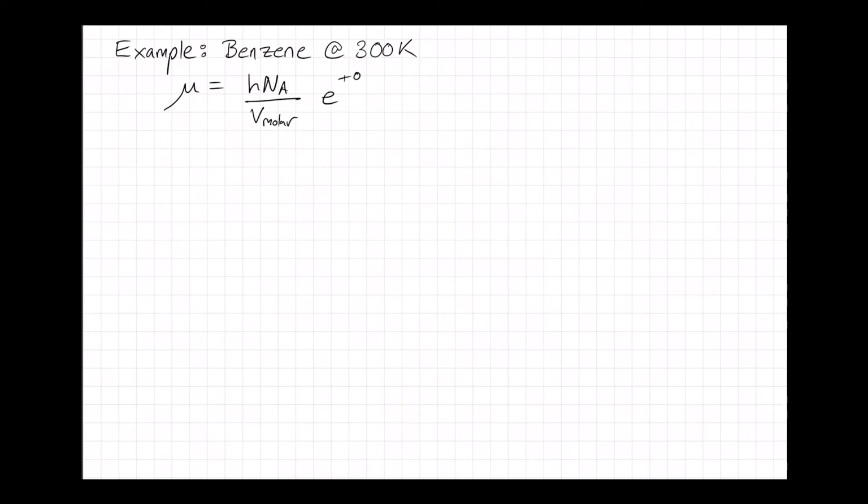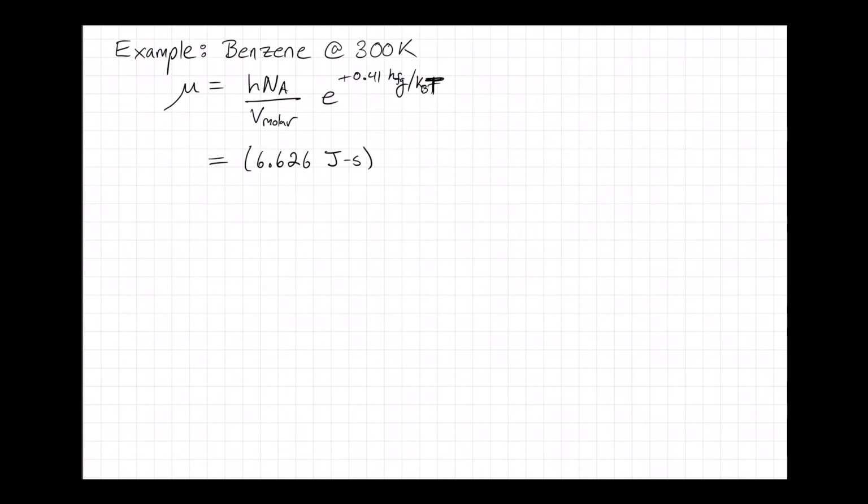All right, so let's go through a quick example that shows you how well this theory works. I'll try to calculate the viscosity of benzene at room temperature. If we write out our formula for viscosity, it was Planck's constant times Avogadro's number divided by the molar volume, times e to the, and for the energy barrier I'll just use 0.41 times the enthalpy of vaporization, which I'll look up from a book, divided by kBT.